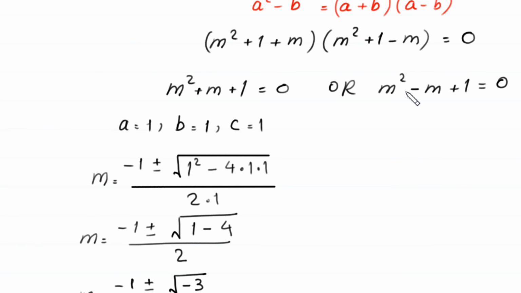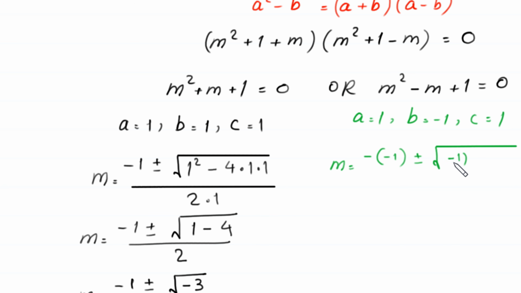Now we solve this equation. From this equation we have a equal to 1, b equal to negative 1, and c equal to 1. According to the quadratic formula, m is equal to negative times negative 1 plus or minus the square root of, in place of b squared we write negative 1 squared, minus 4 times, in place of a we write 1, times, in place of c we write 1, divided by 2 times, in place of a we write 1.